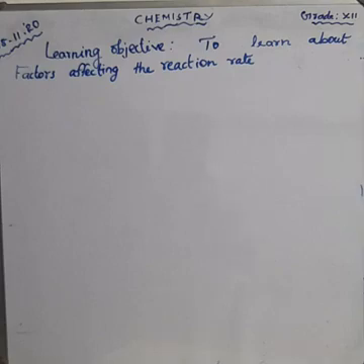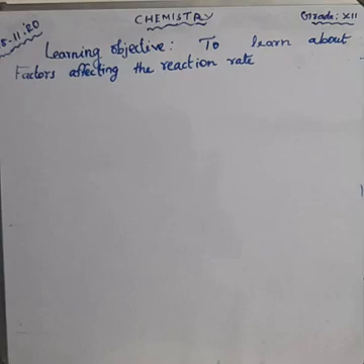It's a very important question for the 2 mark question. Write what are the factors affecting the reaction rate. That's the question. First one is the nature and state of the reactant. Second one, the concentration of the reactant. The third one is the surface area of the reactant. The fourth one is the temperature of the reaction. And the last one is the presence of a catalyst.